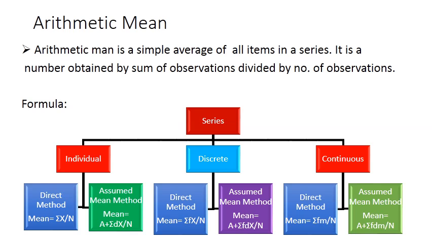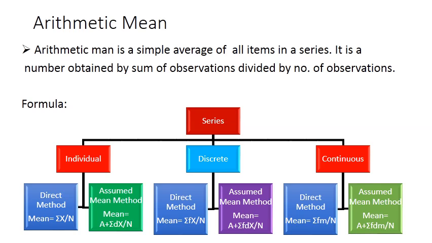Arithmetic mean is a simple average of all items in a series. As I already told you, it is a number obtained by the sum of observations divided by the number of observations. We have different types of series, so there are different formulas for different types of series. We have individual series, discrete series, and continuous series as well. And we have two methods, that is direct method and shortcut method or assumed mean method.